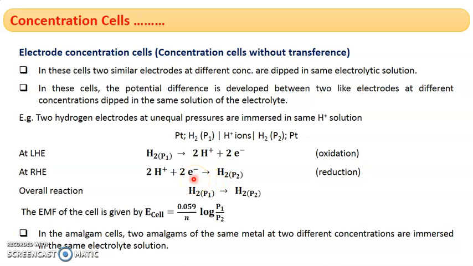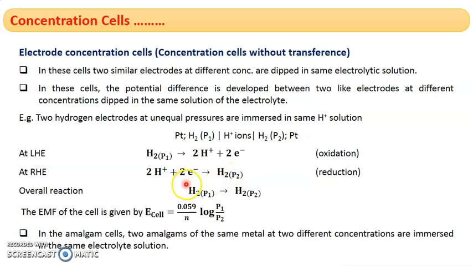Two electrons are produced at the hydrogen electrode at P1 pressure. Those two electrons will reach the hydrogen electrode at the P2 pressure, and here reduction occurs: 2H plus 2 electrons gives rise to hydrogen at P2 pressure. Okay, so this is the reaction occurring at the hydrogen electrode at P2 pressure.